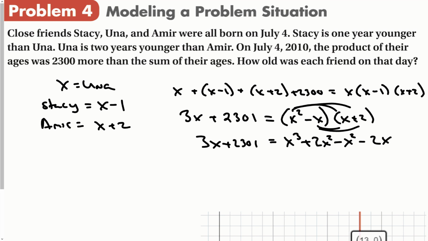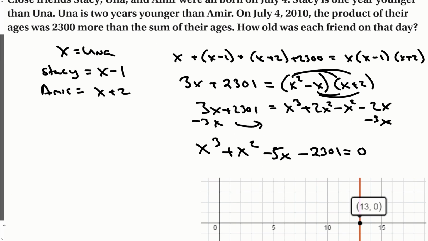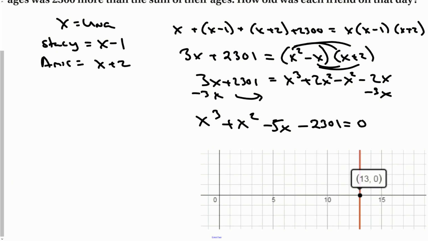Setting everything equal to 0, let's move everything this way in order to keep this positive. So we have x to the third. The two x squareds add together. The minus 2x minus 3x from both sides, minus 5. And minus 2,301, setting that equal to 0. Now, again, not a pretty polynomial to try to factor. Best to graph it. I couldn't fit the whole graph on here, but it goes way up and way back down. But basically, you see that we have now solved for x using a graphing calculator, and we get that this intercepts at 13. That means she is 13, she is 12, and he is 15. Okay.